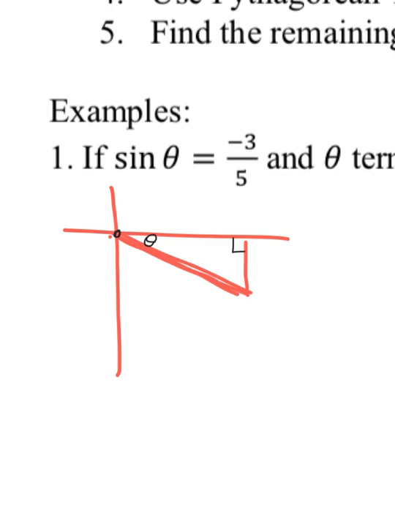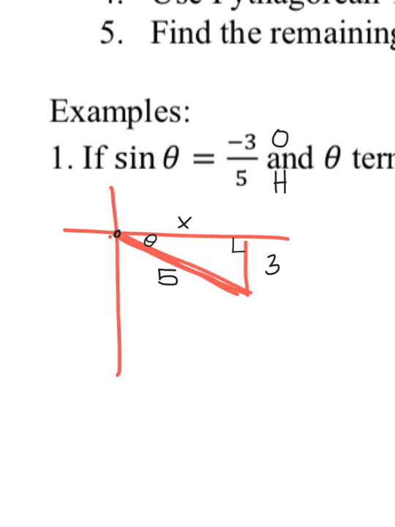Now, sine of theta is negative 3 over 5. Let's ignore the negative for a second. So sine of theta is 3 over 5. The sine of theta is opposite over hypotenuse. So opposite theta, right here, this is going to be 3. The hypotenuse is going to be 5. So for now, we can call this x. So what are we up to?